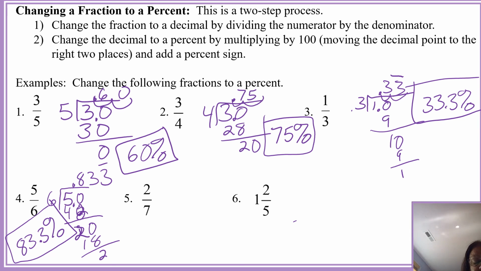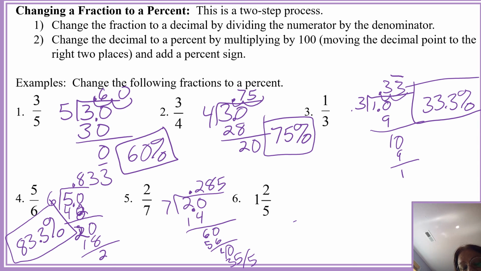All right, 2/7. 2 divided by 7. 7 goes into 20 twice, that's 14. Subtract, I get 6. Bring down the 0. 7 goes into 60 8 times, that's 56. Subtract, I get a 4. Bring down a 0. 7 goes into 40 5 times, that's 35. Subtract, I get a 5.